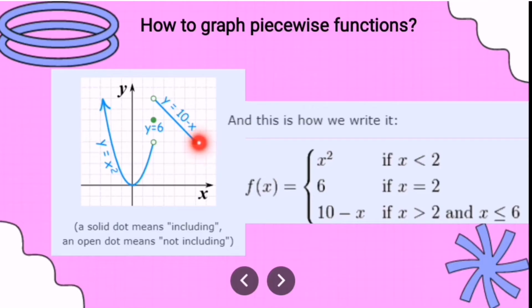Because this is a solid dot. This means less than or equal to 6. And this is an open dot. This means greater than positive 2.